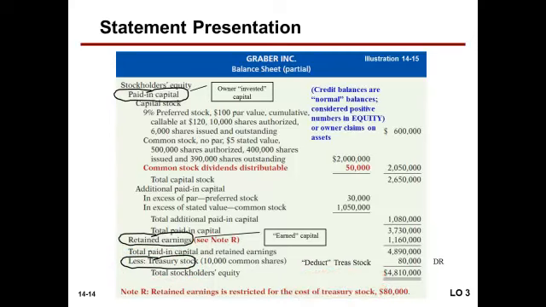Normally, accounts in the stockholders' equity section are credit balances. Credit balances in these accounts indicate a positive number, that is a positive claim on assets on the other side of the accounting equation. In this example, footnote R indicates that some retained earnings is temporarily restricted, in this case $80,000.